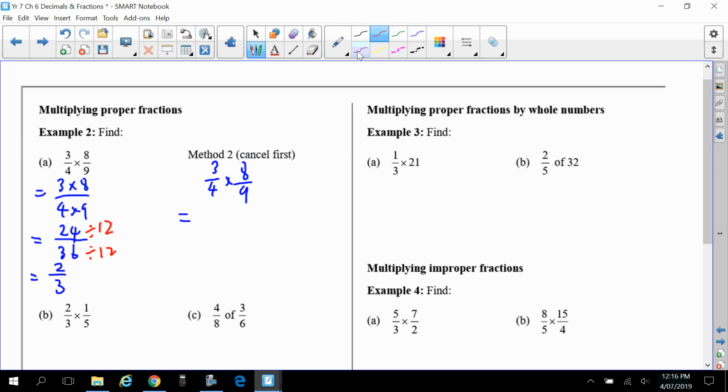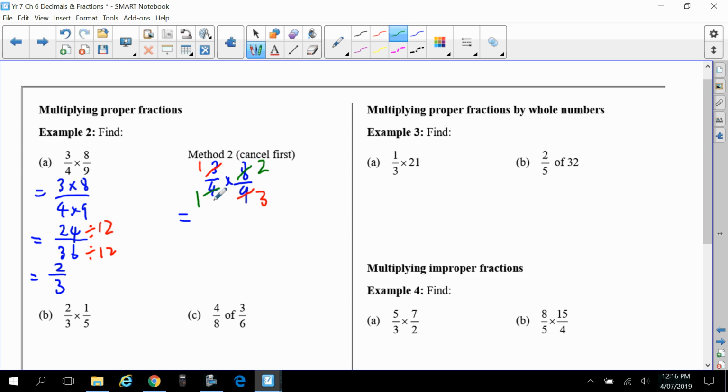So you can simplify. What does that mean? Divide this by 3, you get 1. Divide this by 3, you get 3, right? We simplify. You can simplify vertically or diagonally. Any numbers on the top can simplify with numbers at the bottom. And that's not all. You can simplify this: divide that by 4, you get 2. Divide that by 4, you get 1.